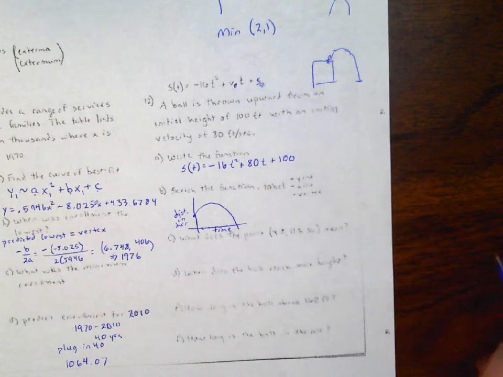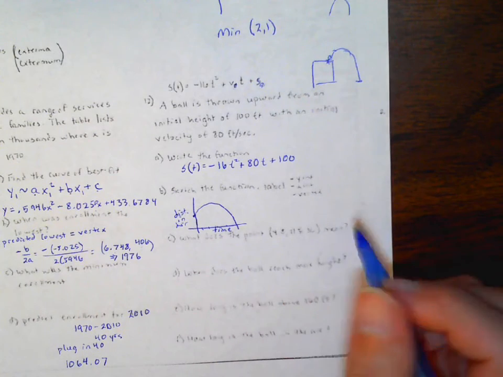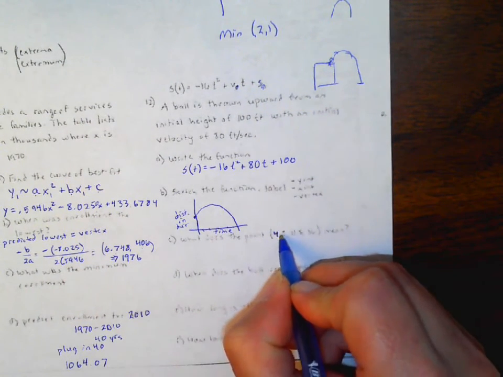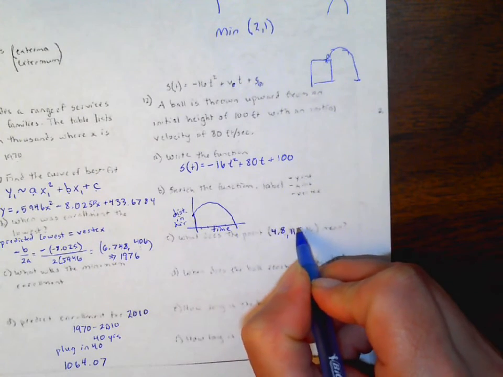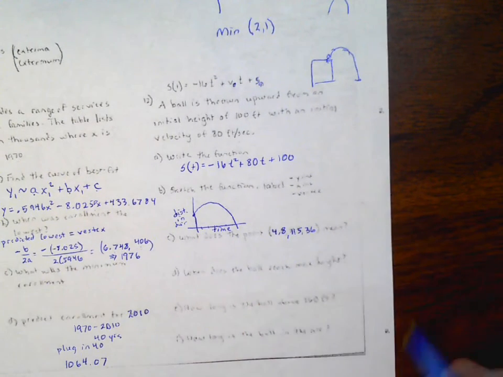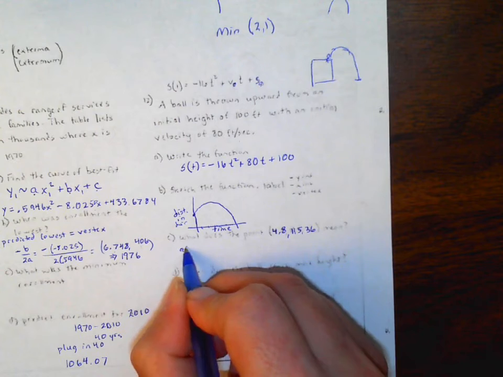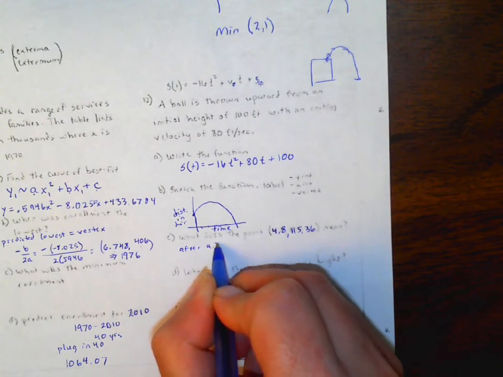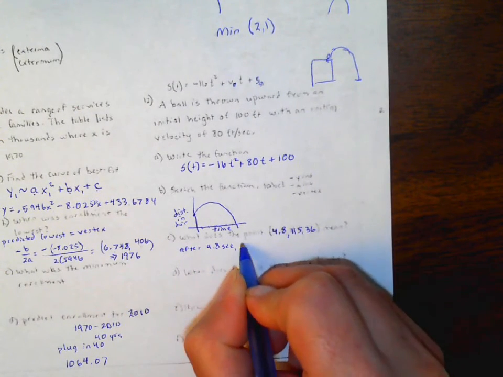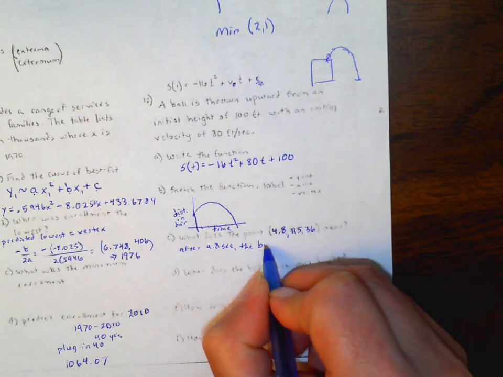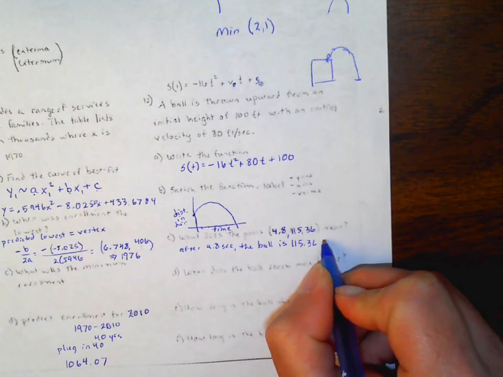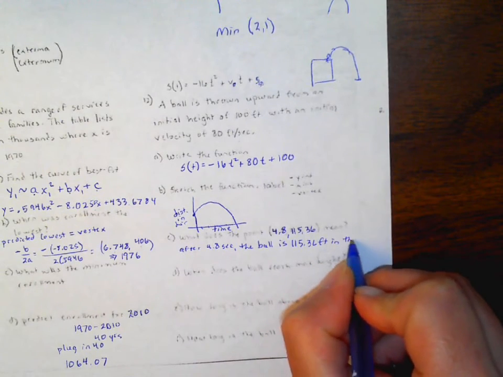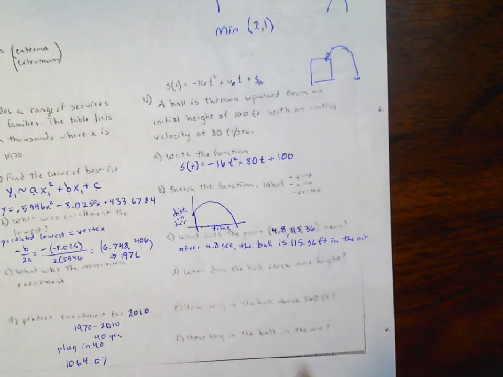What does the point 4.8 and 115.36 mean? It means after 4.8 seconds, the ball is 115.36 feet in the air.